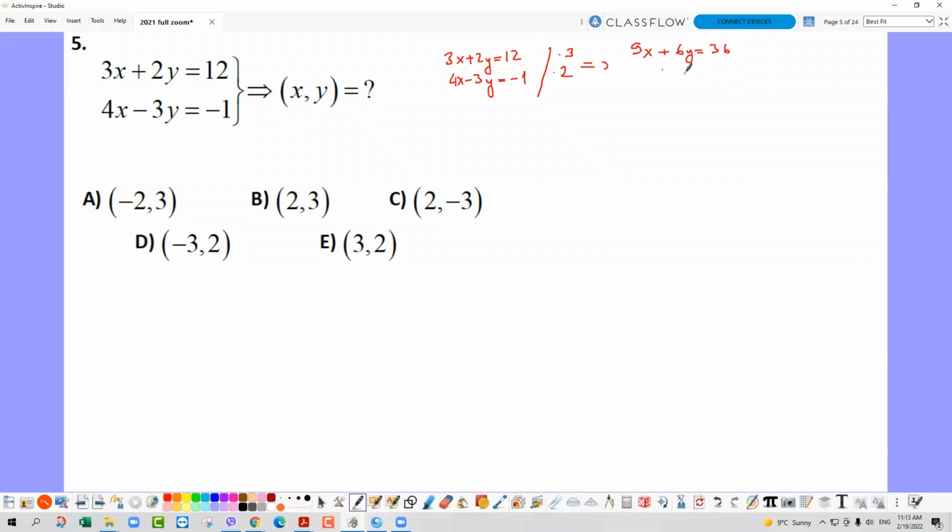2 times 4x is equal to 8x. 2 times minus 3y is equal to minus 6y. And as you see, I got 6y and minus 6y. And when I add side by side, I'm going to eliminate them.